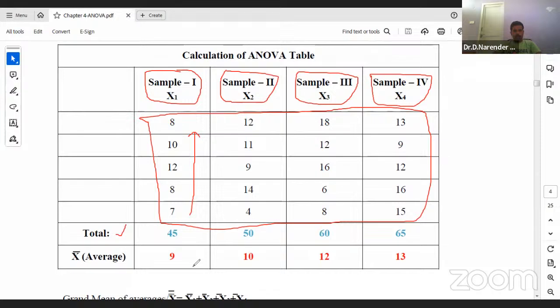After doing the totals, just find the average of the above numbers. That is 45 divided by 5. 5 means the number of values here. How many rows are there? 5 rows: row 1, 8; row 2, 10; row 3, 12; row 4, 8; row 5, 7. So 45 divided by 5 gives 9. Then 50 divided by 5 gives 10. 60 divided by 5 gives 12. Then 65 divided by 5 gives 13. So till here, anybody any doubt?